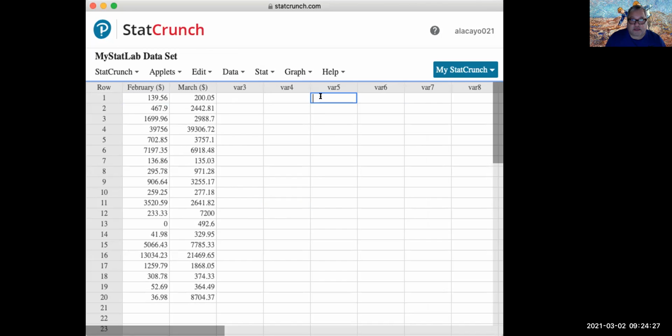Over here, I'm going to put the assumptions that are necessary for a valid regression analysis. And the assumptions that are valid for regression analysis are several. One is that X and Y must be quantitative variables. In other words, they cannot be categorical variables. They can't be words. They have to be amounts. And in this case, notice how February and March are in dollars, so that assumption is satisfied.